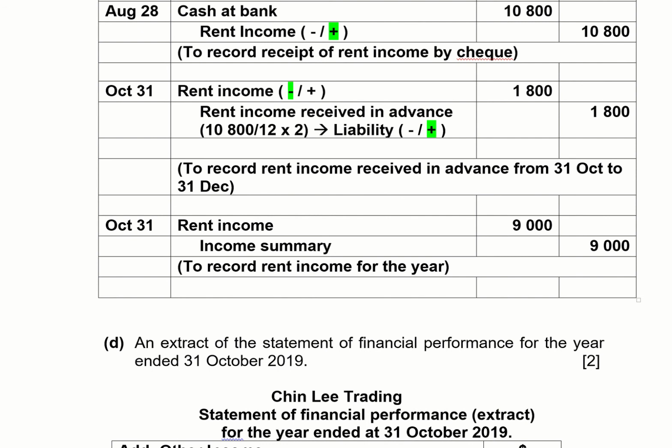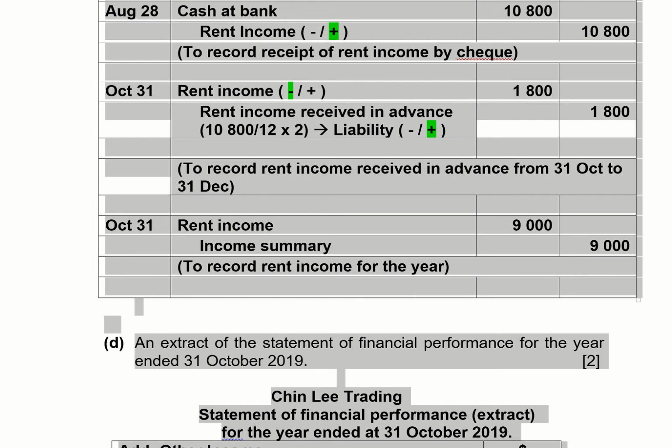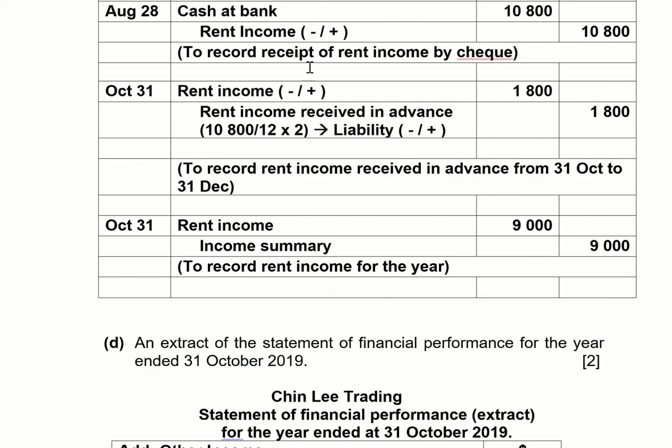Finally, you are going to transfer the amount to your income summary. Exactly the same thing happens. You need to look at all the rental income that you have recorded so far, and then transfer that amount away. So 10,800 credit minus away 1,800 debit, and that would give you 9,000. You are going to record it as a minus. Why minus? Because you are taking it out of your rental income and transferring it into your income summary. All right, so that's it for now.